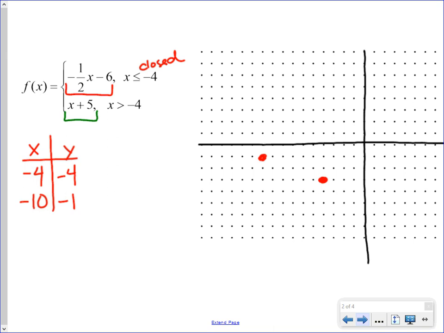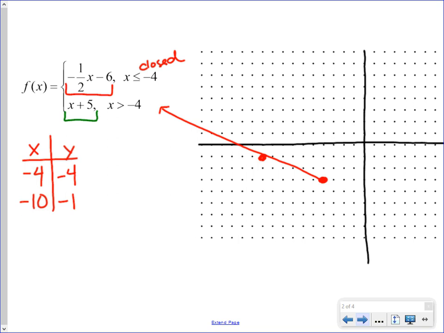And then I can connect the two dots, but I make sure that I don't extend my line beyond x equals negative 4. It doesn't go beyond that point, so it's kind of like a boundary dot, and it only goes to the left.